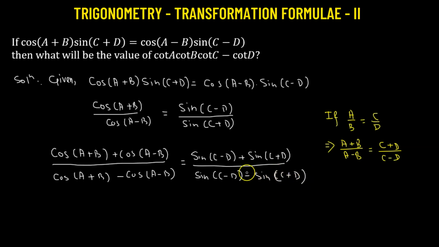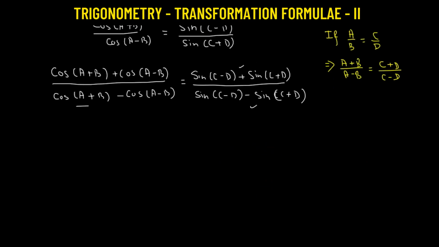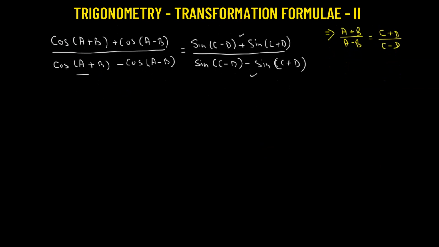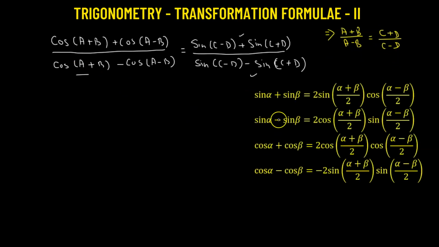Now there's a certain advantage of writing in this particular fashion, because now we have the sum of two cosines in the numerator, and in the denominator we have the difference of cosines. Similarly on the right hand side we have the sum of two sines and the difference of two sines. So what we can use here is the transformation formula. Let's state the transformation formulas that we will be using. These are the four transformation formulas, which show that the sum of two sines transforms into the product of sine and cosine. Similarly, we have the difference of sines, the sum of cosines and the difference of cosines. So we're going to employ these transformation formulas.